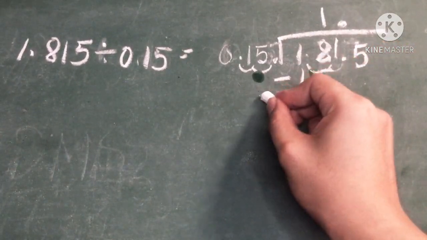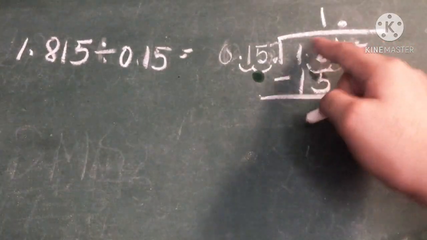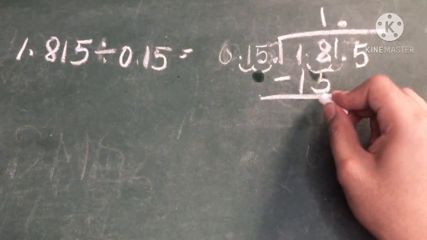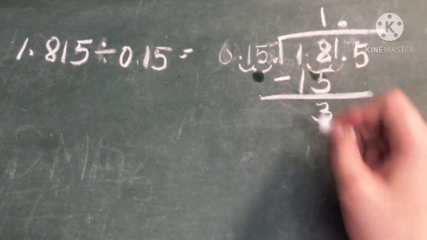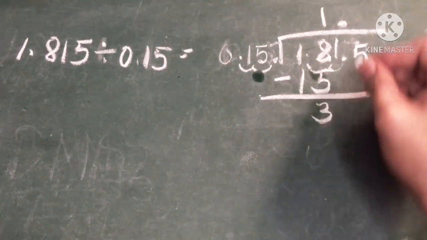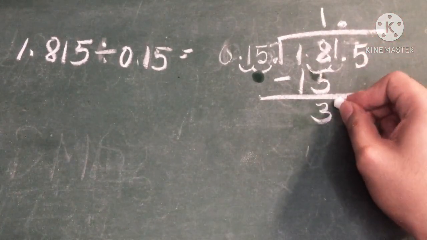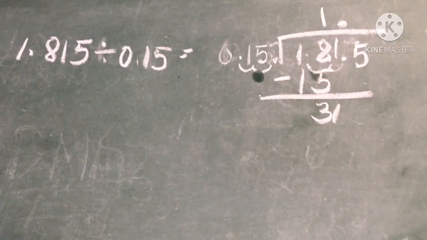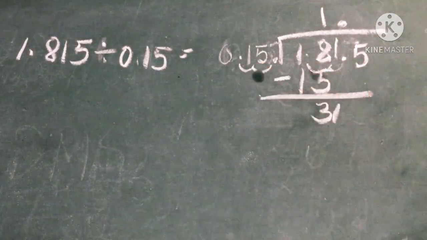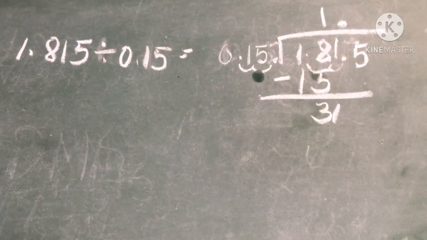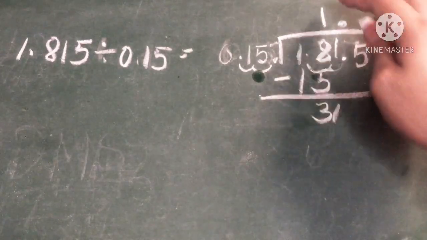Then, subtract. Sunod naman, subtraction. 8 minus 5 is equal to 3. 1 minus 1 is equal to 0. Pwede hindi na isulat. Then, susunod na number, bibring down 1. So, 31 divided by 15, ilan? So, the answer is 2.